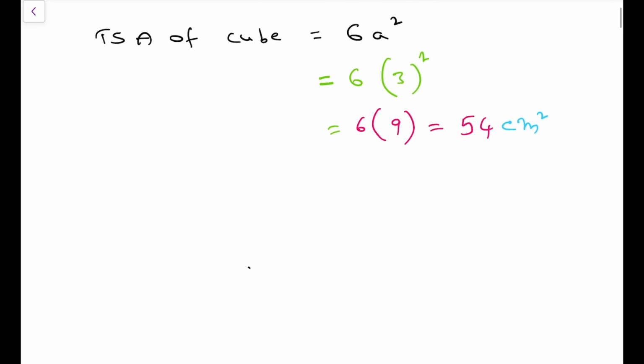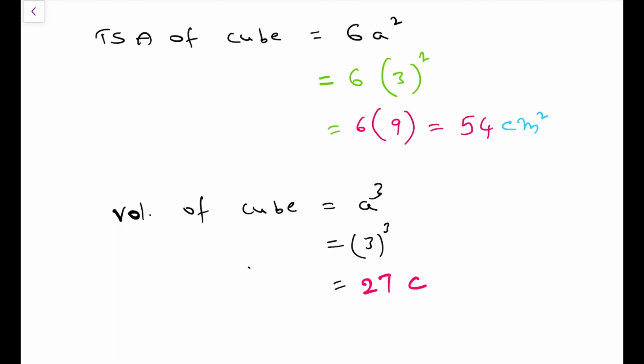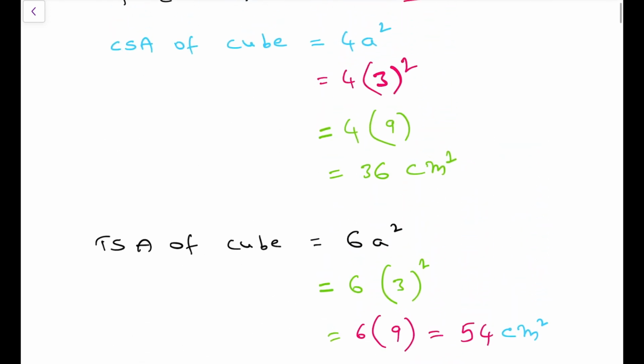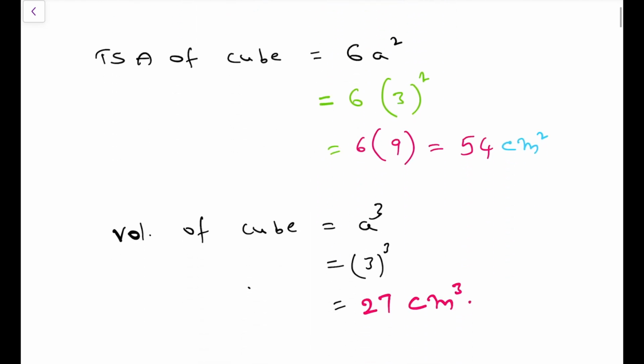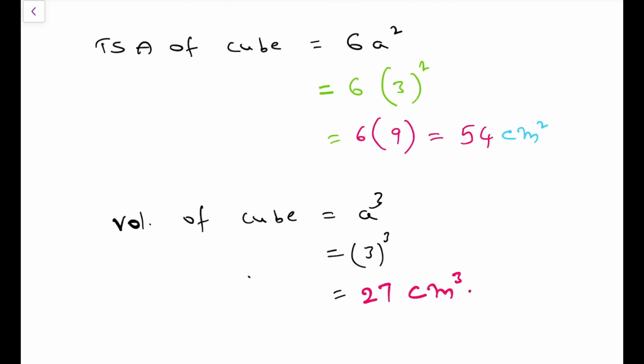Next, let us find volume of the cube. Volume of the cube formula is a cube and a is nothing but edge of the cube. So edge is given as 3. So 3 power 3 is nothing but 3 into 3 into 3. That is 27. In the question the units given are centimeter and we are finding volume. So this will be centimeter cube. So curved surface area of the cube we got as 36 centimeter square. Total surface area we got as 54 centimeter square. Volume we got as 27 centimeter cube.